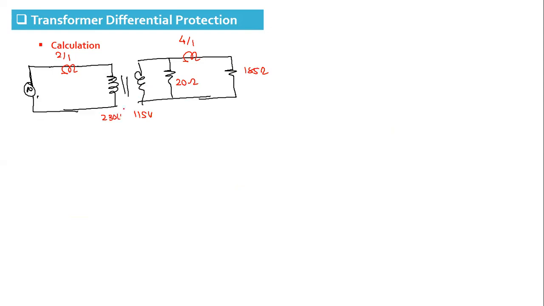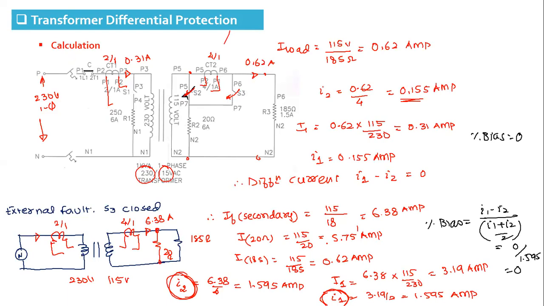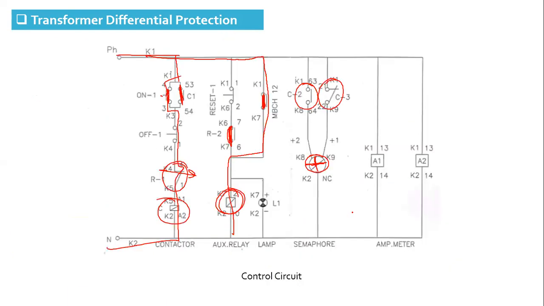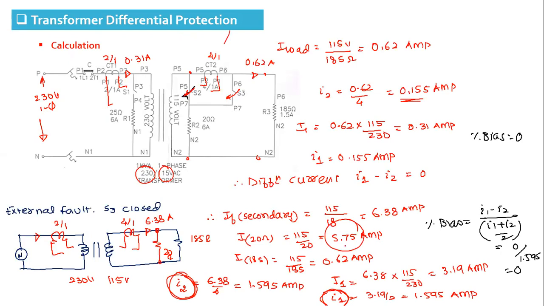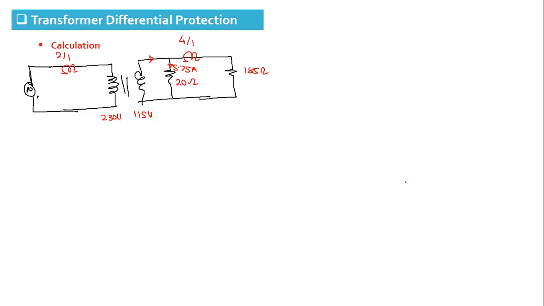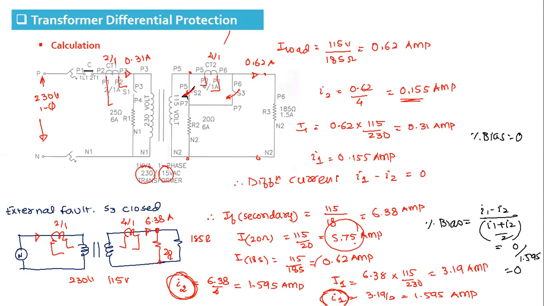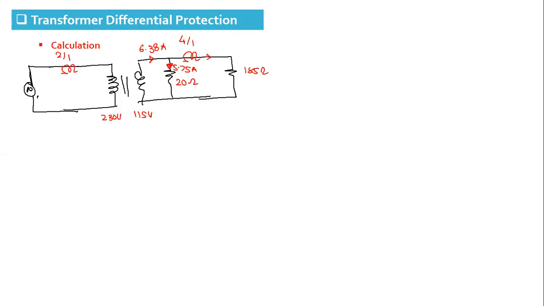230 volts. So we know that this current through 20 ohm, we have already calculated here, is 5.75. So this current is 5.75, which will not flow through the CT. Total current here is 6.38. But this 5.75 is not going to flow through the CT2. What is the current through CT2 is 0.62.